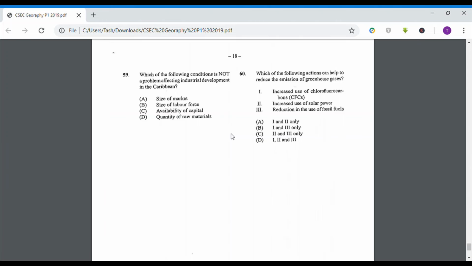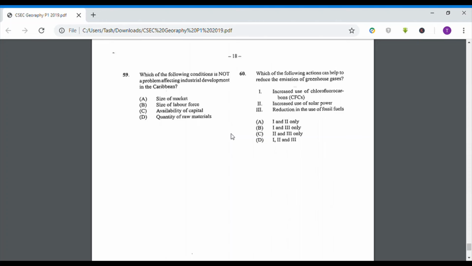The final question, number 60, which of the following actions can help to reduce the emissions of greenhouse gases? 1, increased use of chlorofluorocarbons. 2, increased use of solar power. 3, reduction in the use of fossil fuels. So remember, it is asking which of them can help to reduce the emission of greenhouse gases.